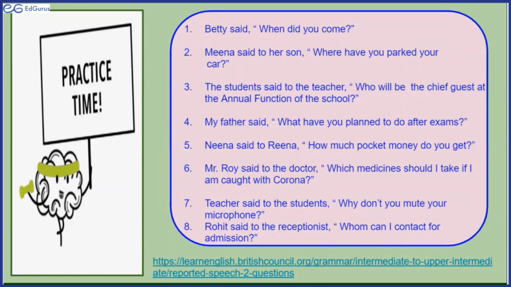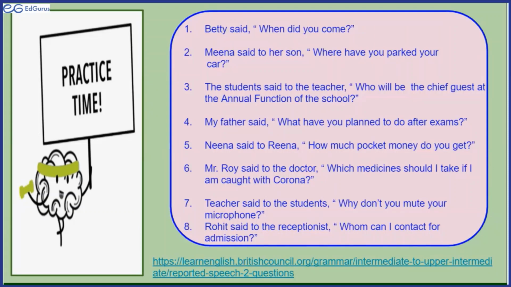Very good. You see that if it was "should be," then it could be the third form of verb, taken. But it is "should," so it would be the first form of the verb, that is "take." Just repeat your sentence. Mr. Roy asked the doctor which medicine he should take if he was caught with corona.